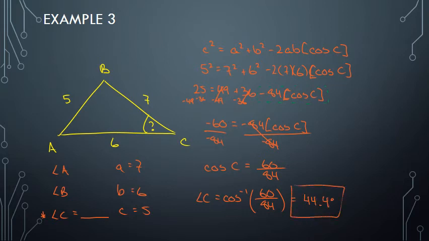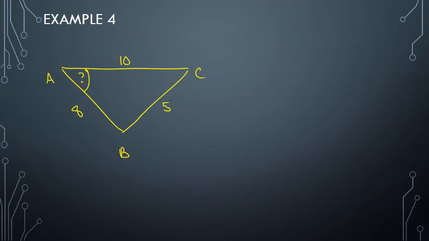So you go second function cosine on your calculator, and most calculators have a bracket, so I'm just going to go 60 divided by 84, close my bracket, hit equals. And that's what you get. Okay, so that was one example of finding the angle. And let's look at one more finding the angle.